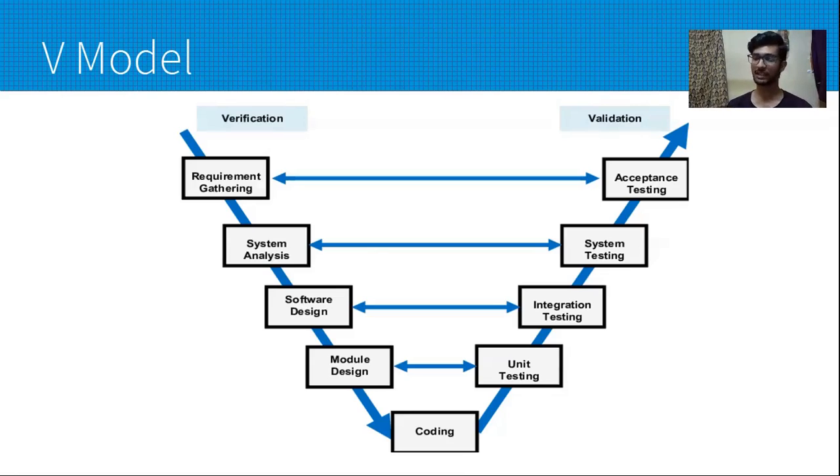The next one is acceptance testing. Acceptance testing is directly associated with the requirements gathering phase, because it would be done in the user environment, and it would also consist of non-functional testing such as load testing, performance testing, browser compatibility testing, ad hoc testing, etc. Everything will be done in the acceptance testing by the testers.